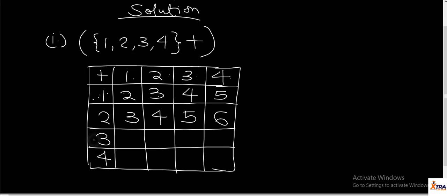So from here we say 3 here plus 1 here giving us 4. The same, 3 plus 2 giving us 5. 3 plus 3 giving us 6. 3 plus 4 giving us 7. We have 4 plus 1 giving us 5. 4 plus 2 giving us 6. 4 plus 3 giving us 7. And 4 plus 4 giving us 8.